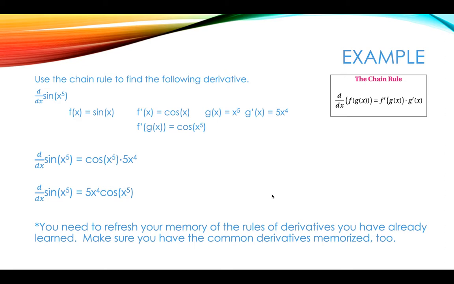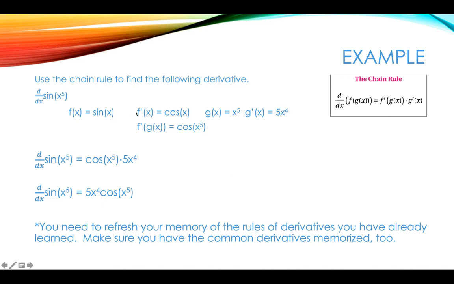All right, we're going to use the chain rule to find the following derivative. We're going to find d dx of sine x to the fifth. All right, so the overall picture here is that we have the function f of x equals sine of an input. So f of x is going to equal sine x. And then the input is x to the fifth, that is our function rule for g of x. So g of x is x to the fifth. You want to leave room to do f prime of x and g prime of x.